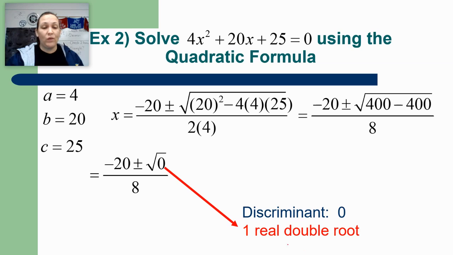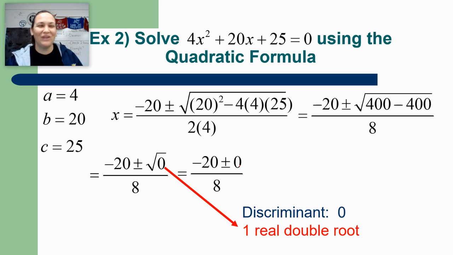The reason why we only get one answer is the square root of 0 is 0. And negative 20 plus 0 is negative 20. And negative 20 minus 0 is also negative 20. So adding 0 and subtracting 0 will give us the same answer. And so if you have a 0 after the plus or minus sign, if your 0 was the discriminant, then you're just going to get one single answer and you only write it once.